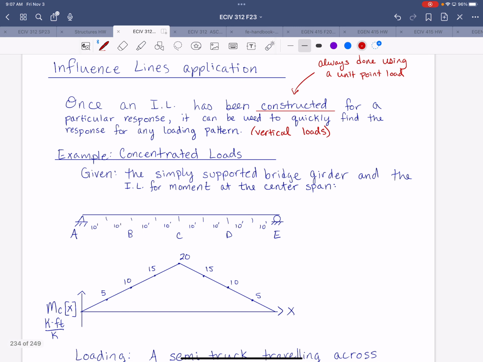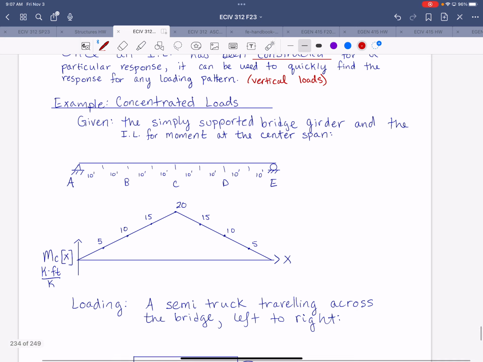All right, so first we'll demonstrate with concentrated loads. We're going to use this simply supported beam, and we already have the influence line for the specific response of moment at C, right?